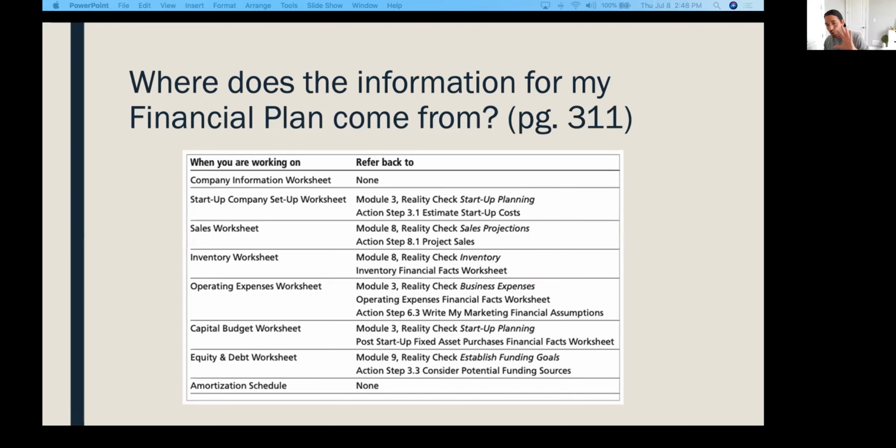So if you go to page 311 in your manual, this is actually a breakdown. I just snapshotted it from here, but I definitely recommend you go to this page in your own time. You're going to see this table there, okay? And this table identifies the times throughout the program where you've been asked to consider your financial plans, okay? So if your ideas aren't fresh in your mind, refer back to these reality checks and action steps referenced here to help in the projection process, okay?